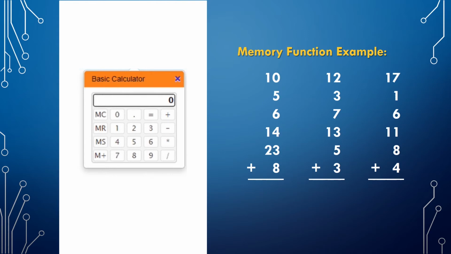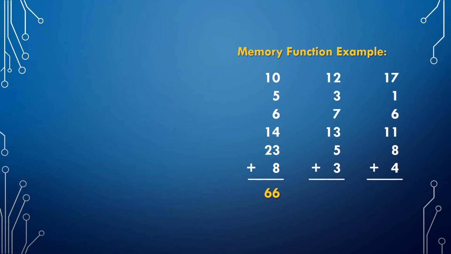We could calculate that simply. First column, 10 plus 5 plus 6 plus 14 plus 23 plus 8 equals 66. I've made a note of the answer for column 1. I could continue in the same way for column 2 and column 3. My answers would be 43 and 47.